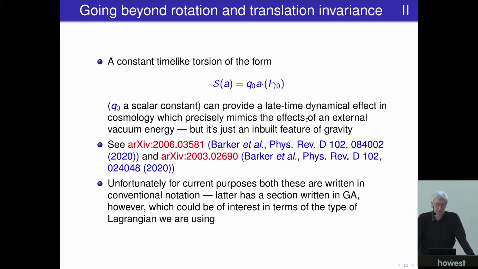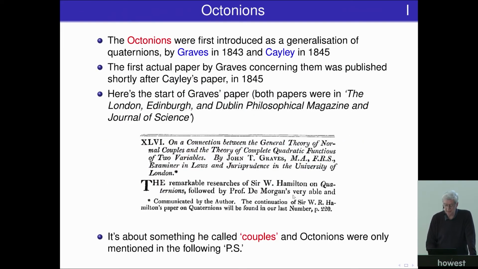And you find also that as the universe develops, it does actually go to having this type of torsion at late times by itself. So there's a couple of papers you could look at here which explains this. Unfortunately, for current purposes, both of these are written in conventional notation, but you will find in the second one here a section written in GA which explains all the different types of Lagrangians that we combine to get scale invariance. So all the possible scale invariant ones, there's about 6 of them, are put into this theory, and that's explained there in GA terms.